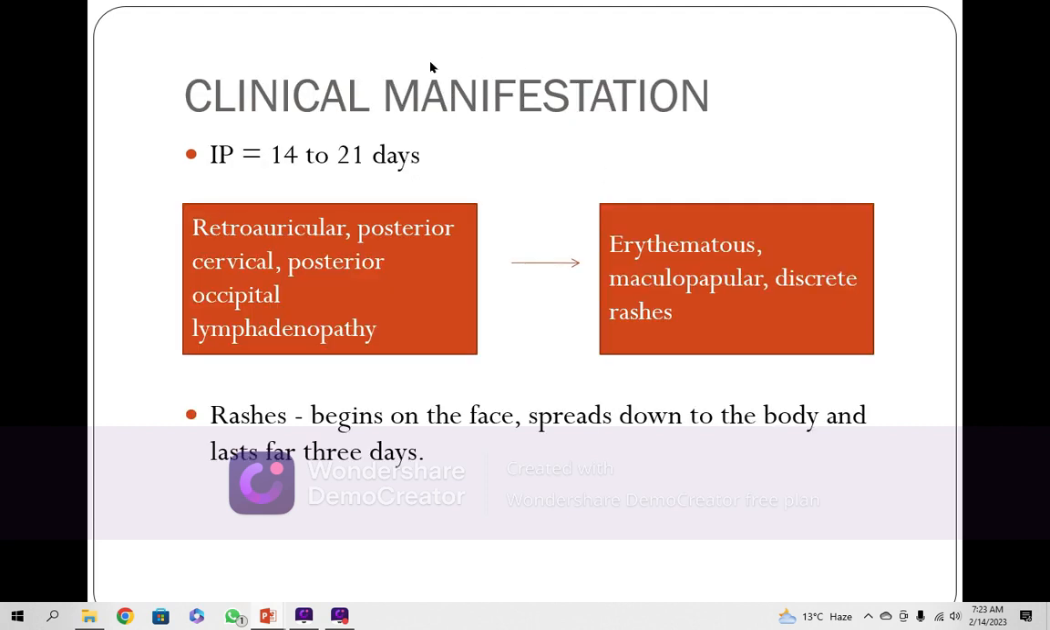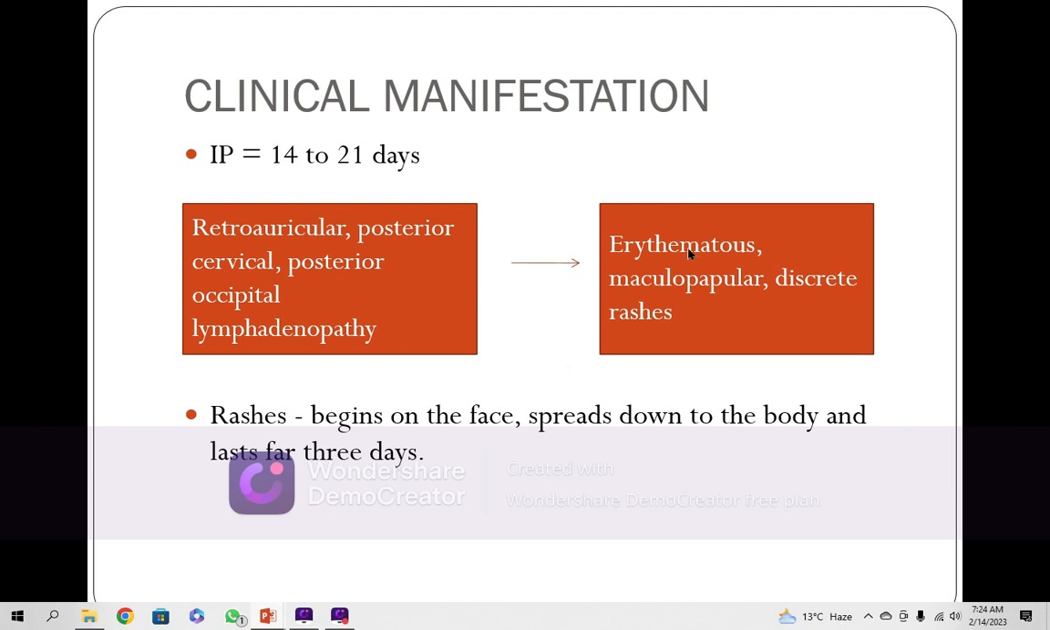The incubation period of rubella is about 14 to 21 days. Retroauricular, post-cervical, and occipital lymph nodes are the important nodes. Posterior occipital is a very, very uncommon place of involvement. Occipital lymphadenopathy: very few diseases can cause it.